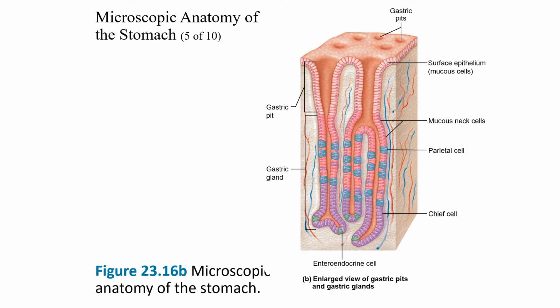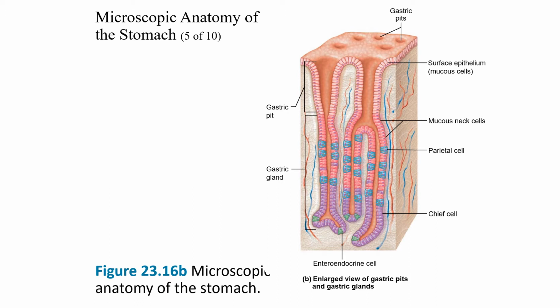See that the gastric pits on the superior side, or the side facing the lumen of the stomach, they're called pits. They look like very large pores. And then you come down and you see the surface epithelium that contains the vast majority of the mucus cells. And then further inferior, we have the mucous neck cells. And the mucous neck cells are where the gastric gland begins.